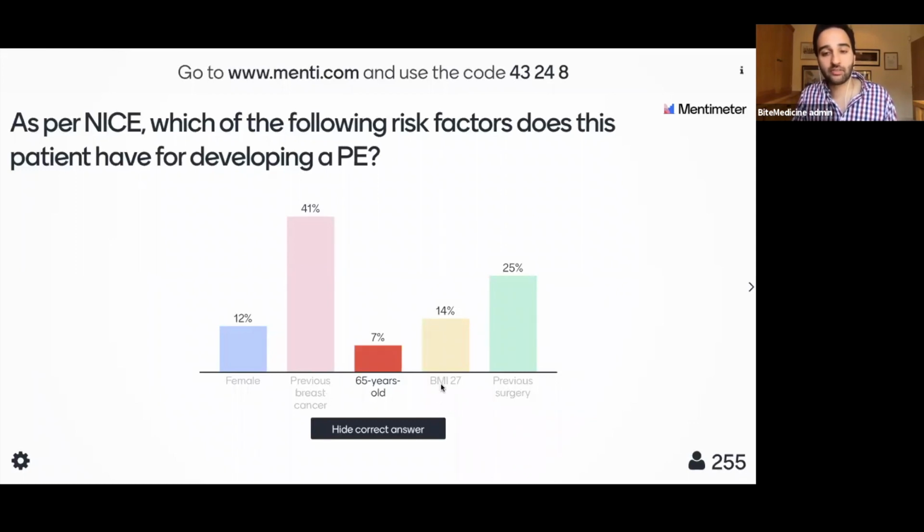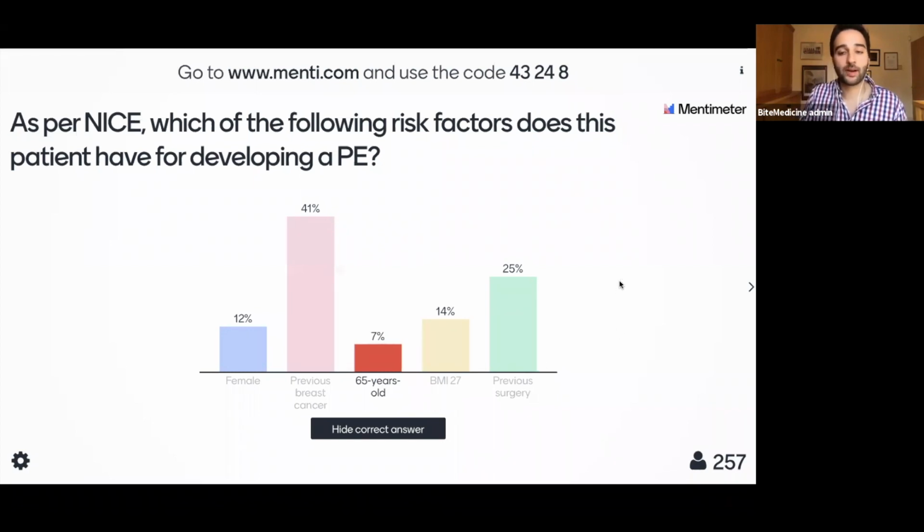BMI of 27 is not a risk factor. Obesity is a risk factor, so BMI above 30. Previous surgery is not a risk factor, but recent surgery within 2 months is a risk factor, as per NICE guidelines. That leaves us with 65 years old. So age over 60 years old is a risk factor, as per NICE guidelines. So that's why that answer is correct.